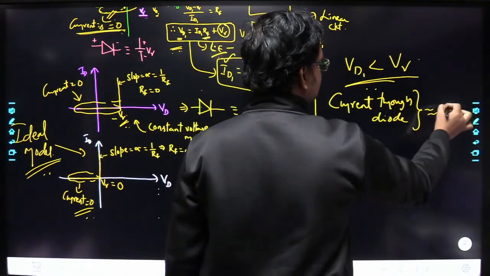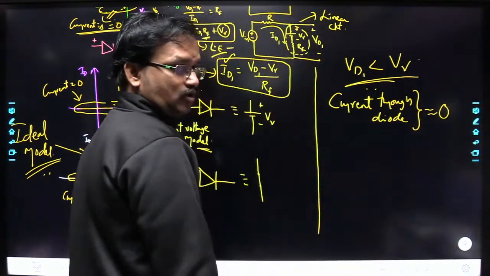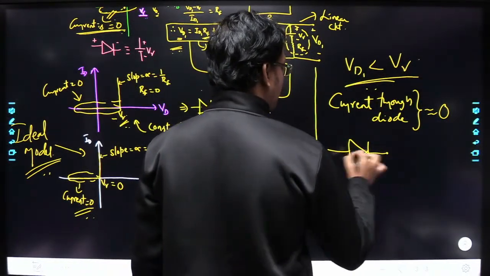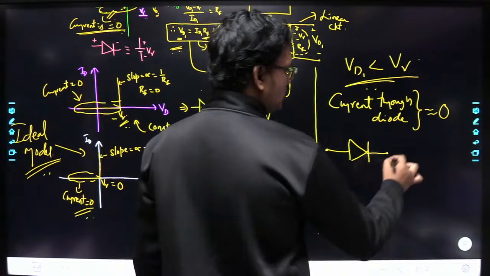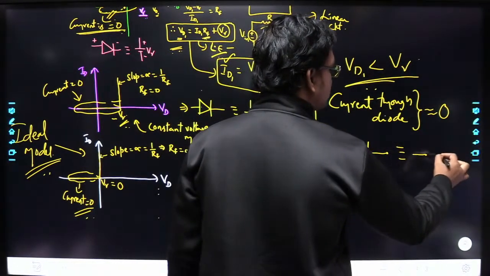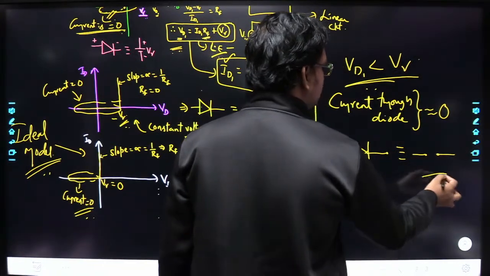That is approximately equal to 0. In this case, you can replace the diode with what here? The diode is not allowing any current here. Yes or no? So you can replace it with an open circuit. Yes or no? You can replace it with an open circuit.